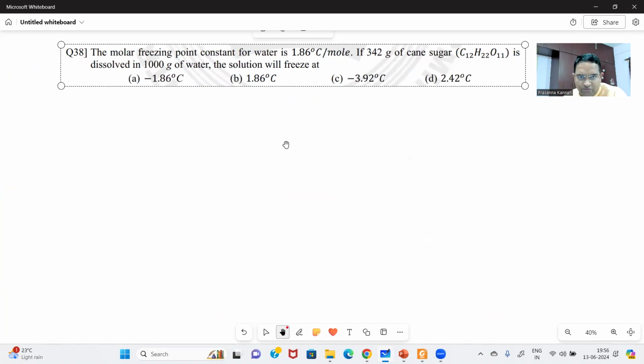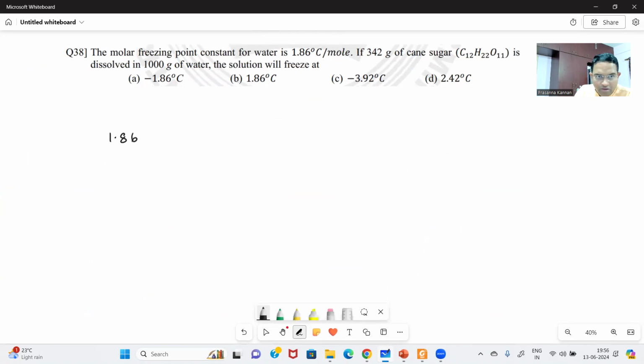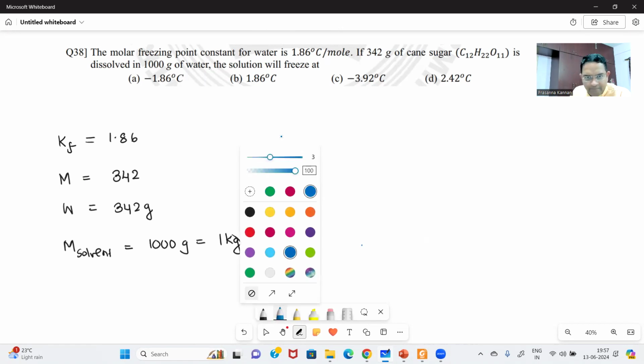Molar freezing point constant for water is 1.86. And molar mass for sucrose is 342. The given weight is also 342 grams, which means you have 1 mole. And the mass of the solvent is also 1000 gram, or you can say 1 kg. Yes, all these numbers are very simple to work with, right?